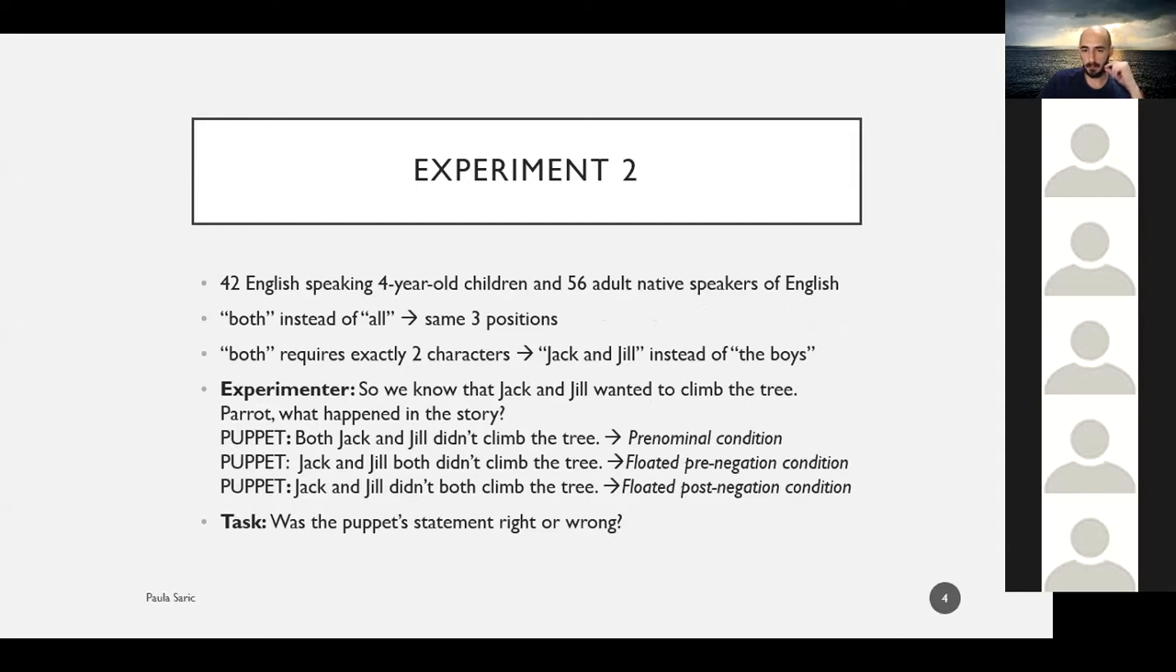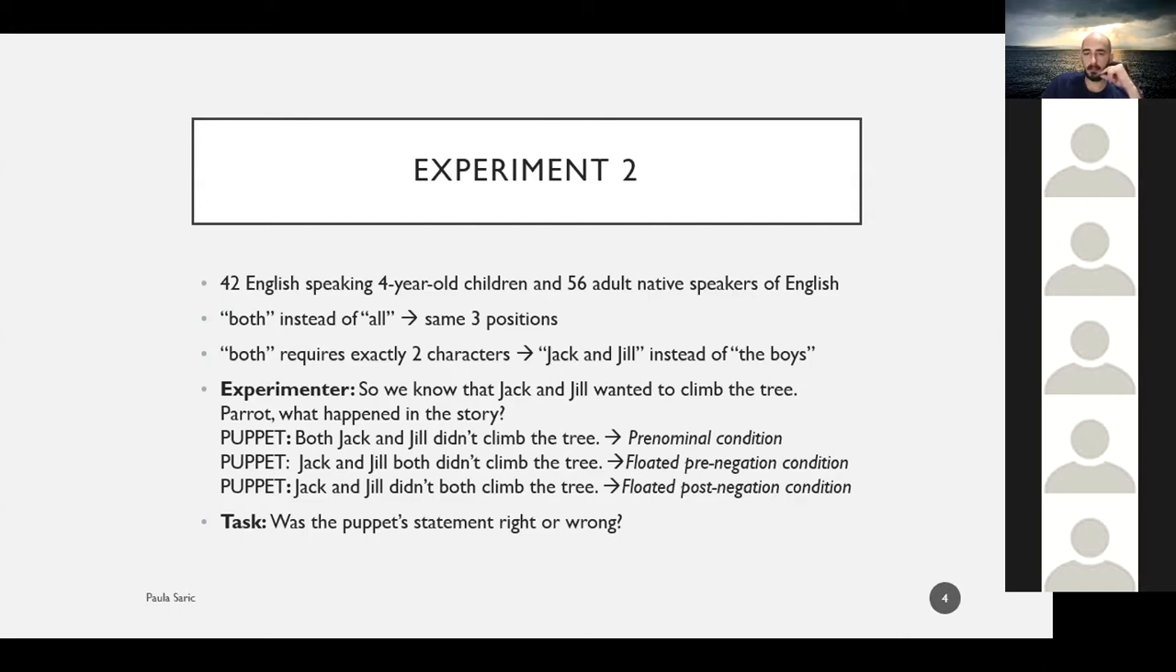There was one difference between the 2 quantifiers. Both triggers a presupposition on the cardinality of the quantified NP, so it requires exactly 2 members, and the number of characters in each story was reduced from 3 characters to 2 characters. So there was just one person climbing a tree and the other one didn't climb it. And there were 42 English-speaking children and 56 adult native speakers of English who took part in the experiment, and they were tested individually again.